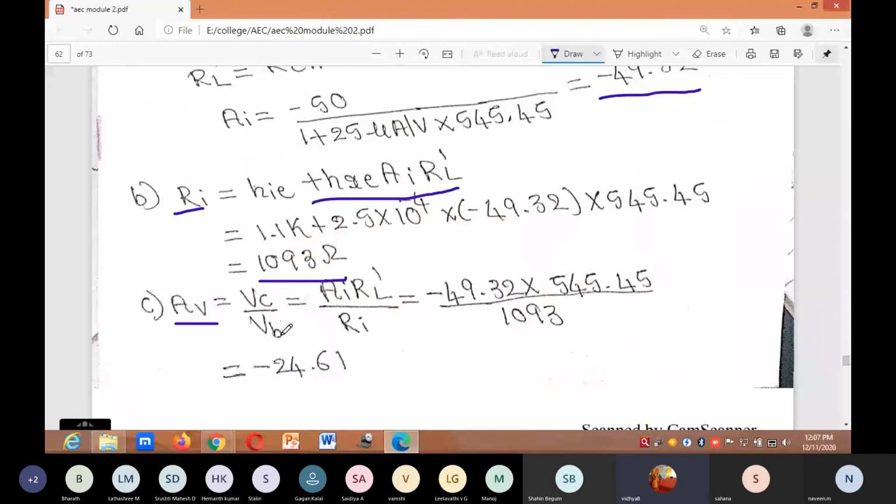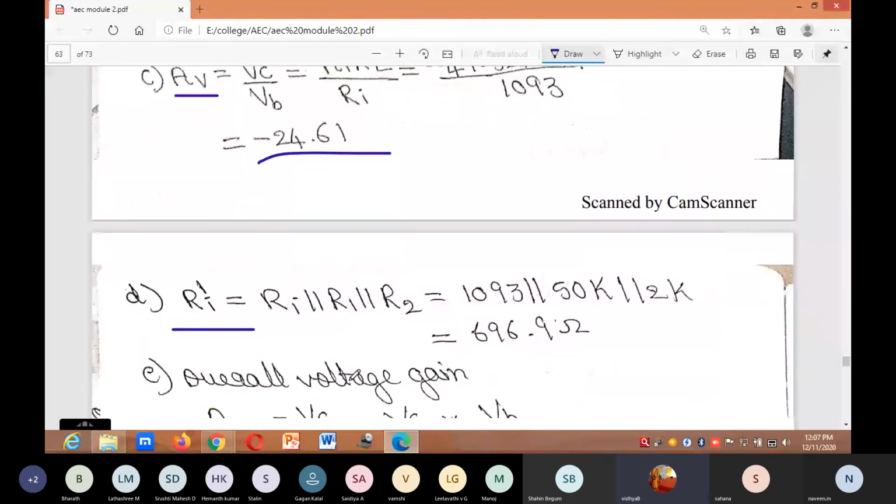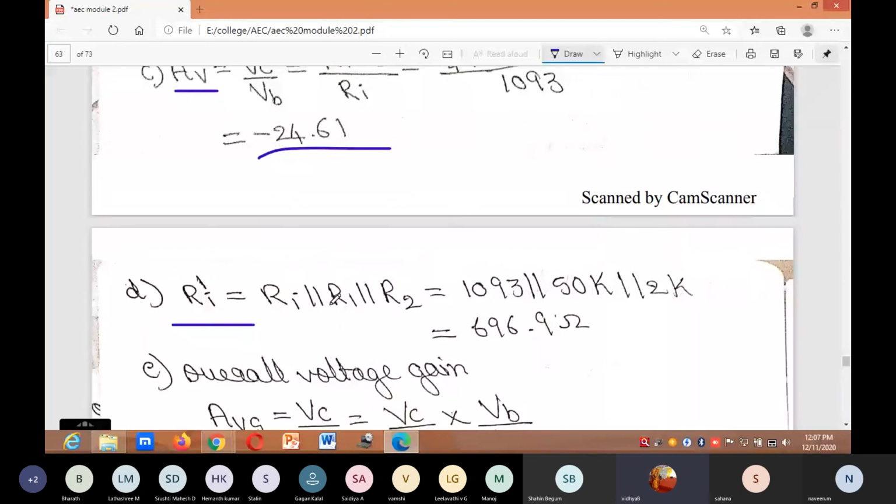AV is equal to VC divided by VB, that is equal to AI into RL dash divided by RI. We know all the values, so substitute, you will get minus 24.61, that is voltage gain. RI dash is equal to RI parallel with R1 parallel with R2. So if you solve this, what you will get? 696.9 ohm.